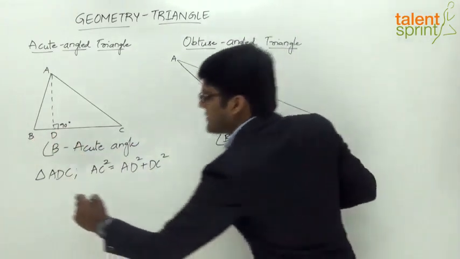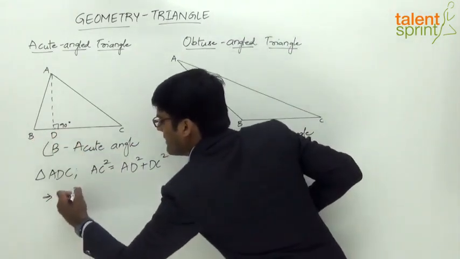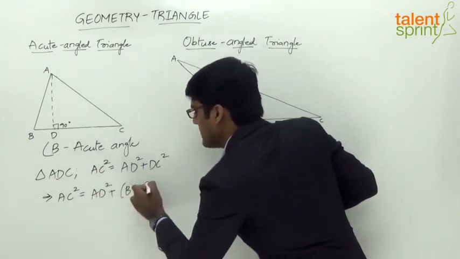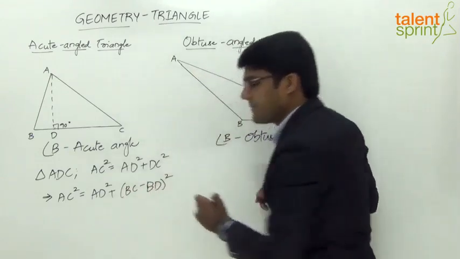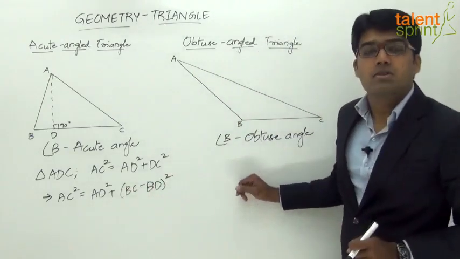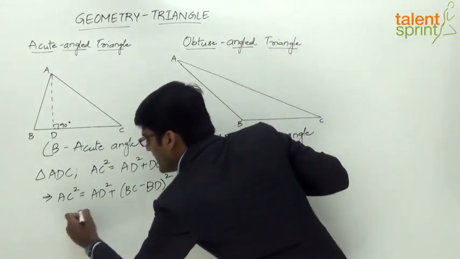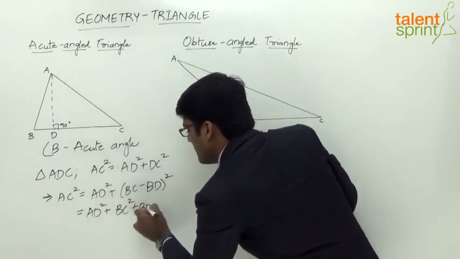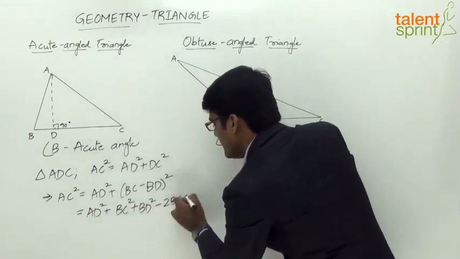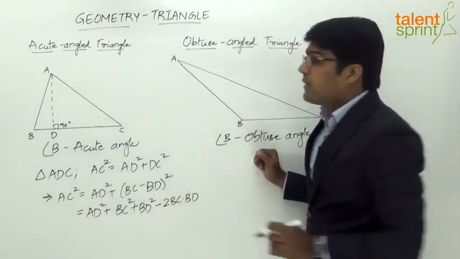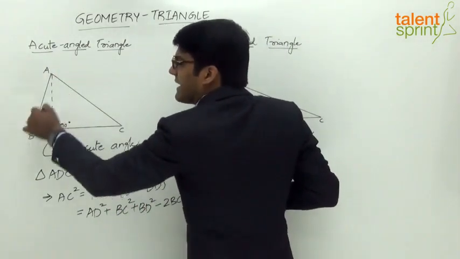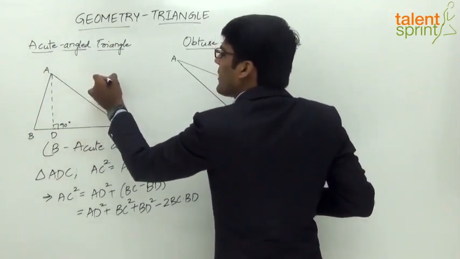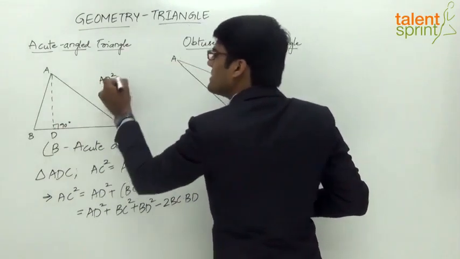So let us substitute that. So we get AC squared equals AD square plus DC, which can be expressed as BC minus BD whole square. Let us now apply the (a minus b) whole square expansion and see what we get. So we get AD squared plus BC squared plus BD squared minus 2 BC into BD. Now if you look at the other right angle triangle, what is it? ADB, right? In the triangle ADB, we know that AB squared will be equal to AD square plus BD square.